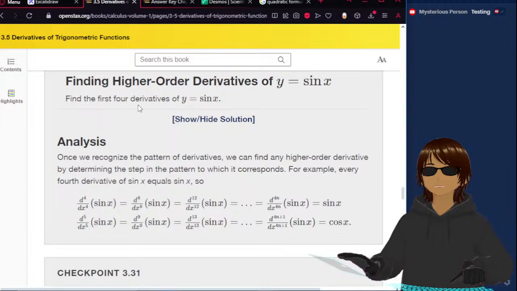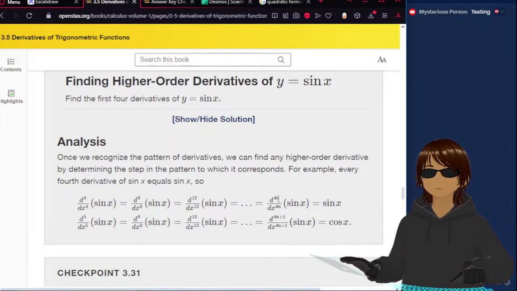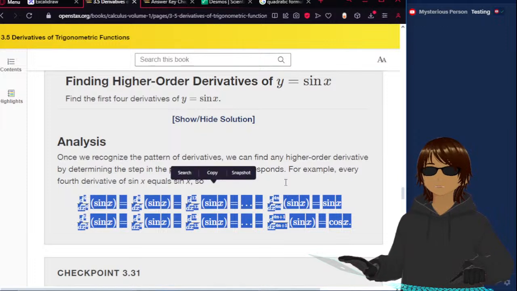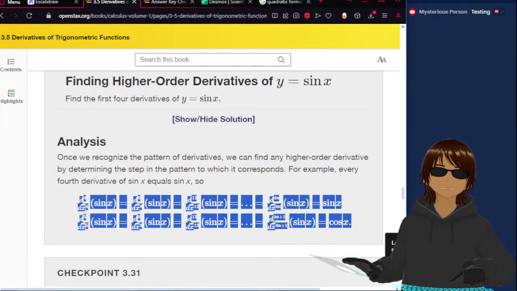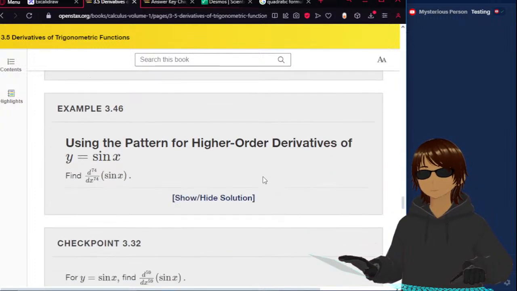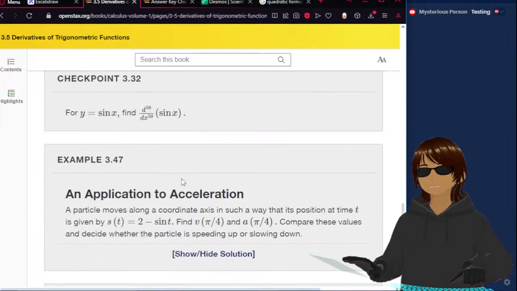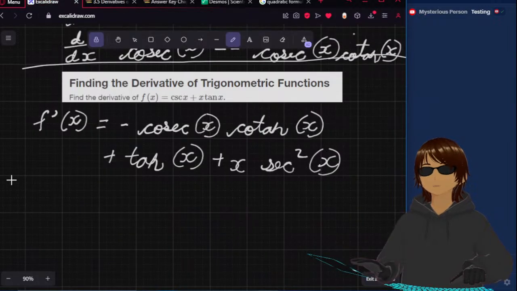Okay, higher order derivatives. At the fourth power, it's still sine. The eighth power, it's still sine. For sine x, the derivative is the same for n. And for cos x, the derivative would be the derivative of sine x and repeat it for n plus 1 times. I don't know what I'm saying. Why is sine x? Hold on.